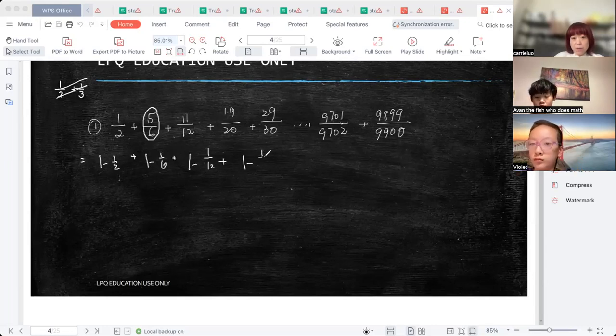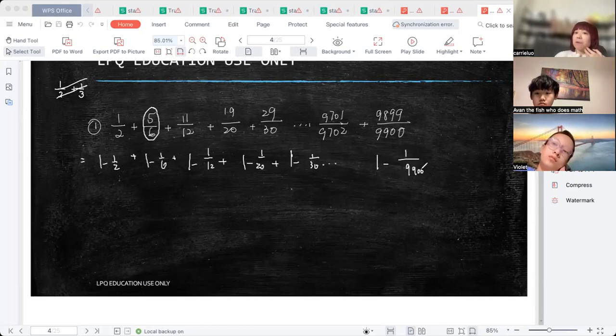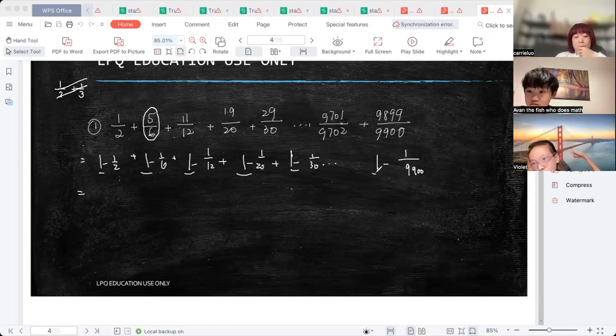Actually equal to 1 minus 1 over 20. Equals 1 minus 1 over 30. And plus all the way to 1 minus 1 over 9900. Correct, everybody? Because we only know how to do 1 over something. If the numerator on top is different, we don't know how to do it, right? Okay. So my question is, how many ones are there? Six. No. A lot of them have been missing.